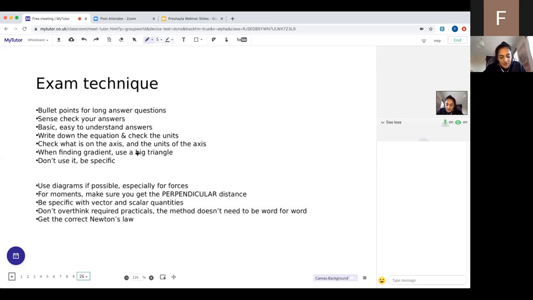Can you choose which exam board you would like to do for GCSE? No, if you are in a private school, grammar school, any type of school, you can't choose. The school chooses for you. However, if you are homeschooled, you can choose.